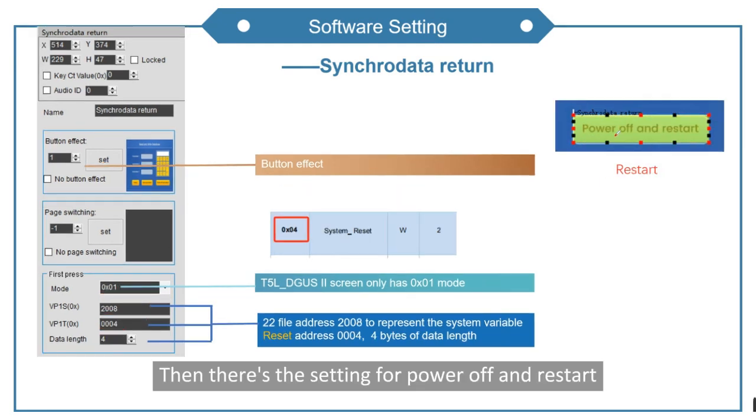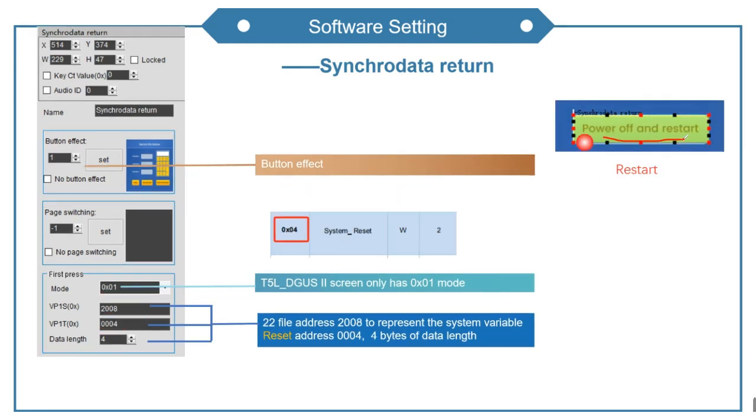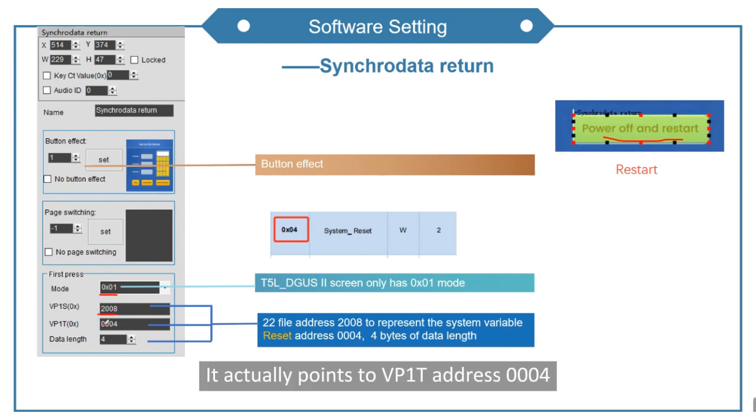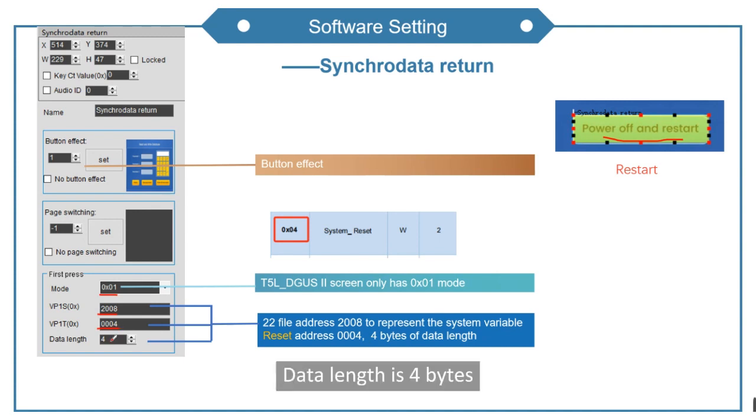Then there's the setting for power off and restart. The mode is also 01. I set VP1's to 2008. It actually points to VP1T address 0004, which is the address of the system reset. Data length is 4 bytes.